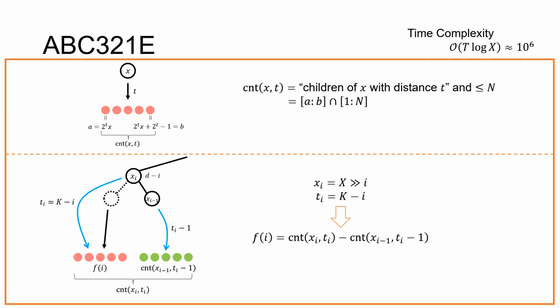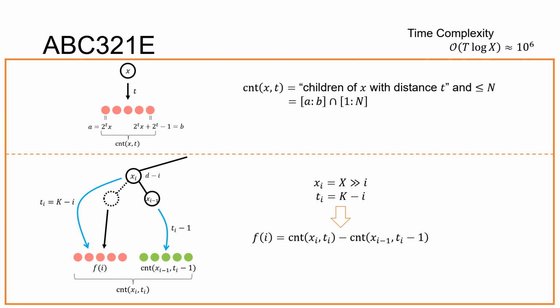Now we are ready to calculate f of i. Suppose we climb up from x i times, and we are in x i. Then the distance between f of i and x i is k minus i, denoted by t i, and we can know the number of all the children of x i with distance t i, computing count of x i and t i.